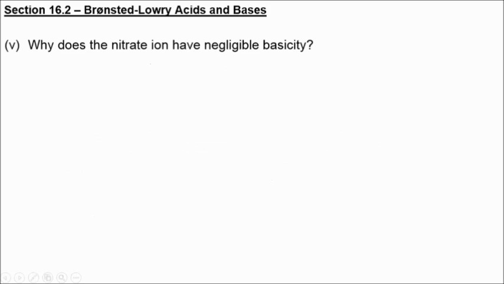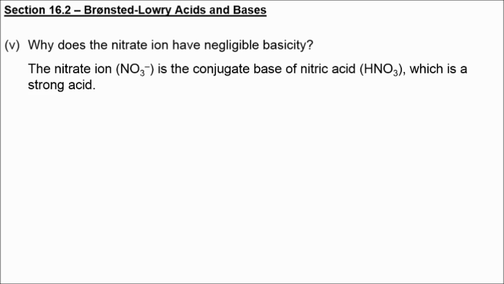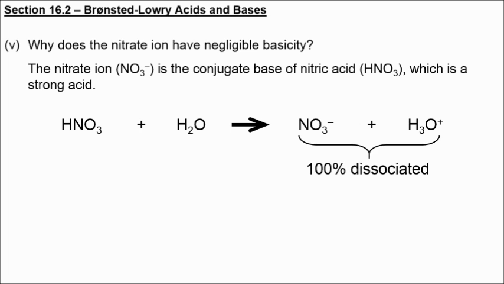Why does the nitrate ion have negligible basicity? In other words, why is the nitrate ion not going to act like a base at all? And the answer is because the nitrate ion is the conjugate base of nitric acid, HNO3, which is a strong acid. Notice how the nitric acid completely dissociates into nitrate and hydronium. If you were to have nitrate acting like a base, it would have to react with water to produce HNO3 and hydroxide ions. That is not going to happen because the HNO3 is completely dissociated.